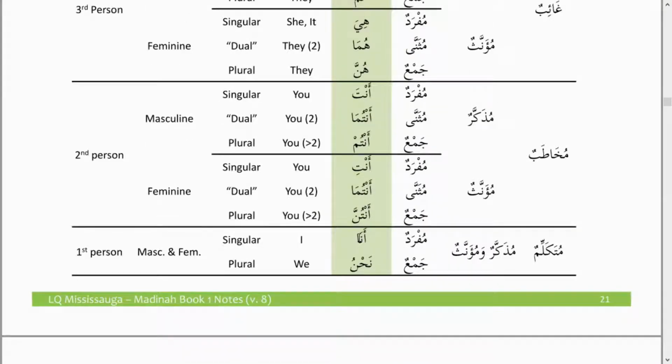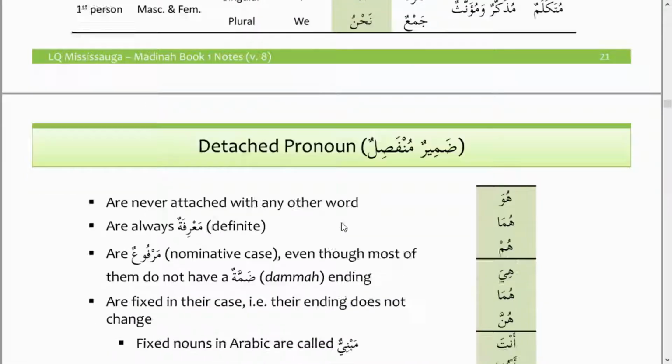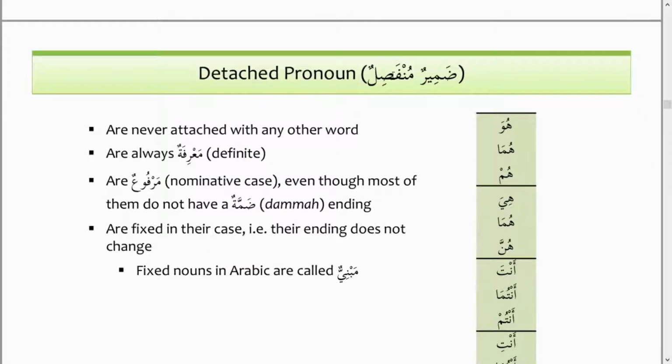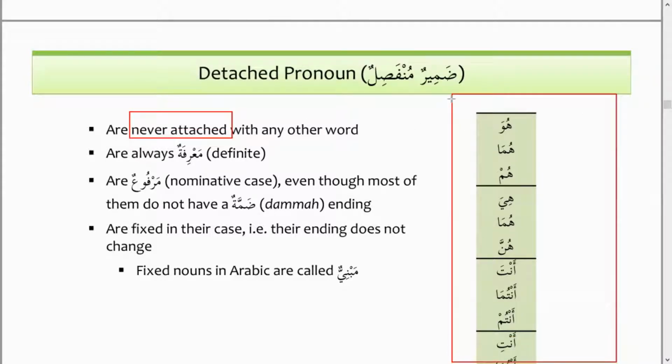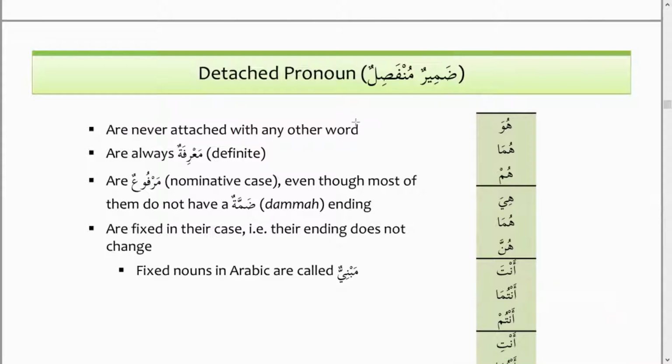Ana, for both male and female, it's ana, and nahnu, we. Inshallah ta'ala. So these are some rules. Detached pronouns are never attached with any word. They come independent. There's another attached form we'll learn later.